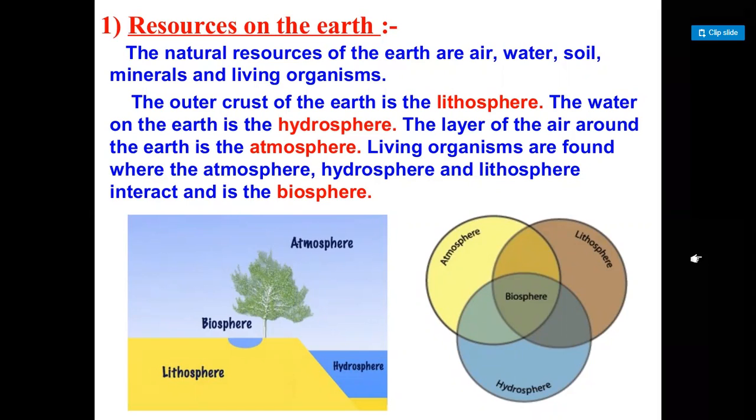The outer crust of the earth is the lithosphere, the water on the earth is called the hydrosphere, and the air around the earth is called the atmosphere. All these three spheres interact with each other to form the biosphere, where life is possible.